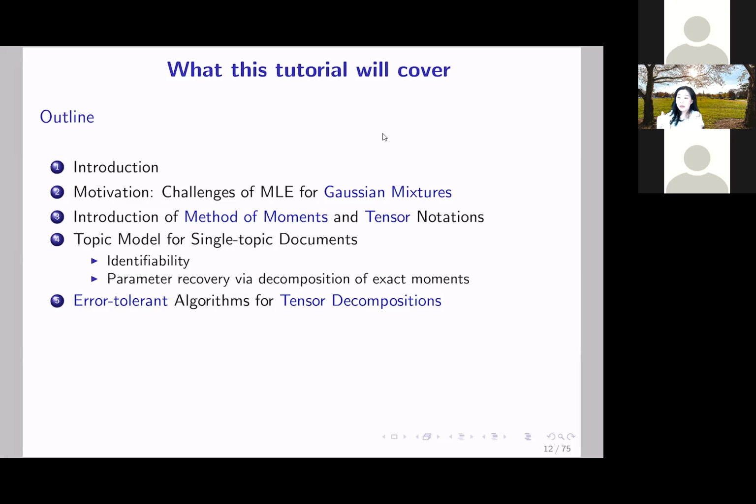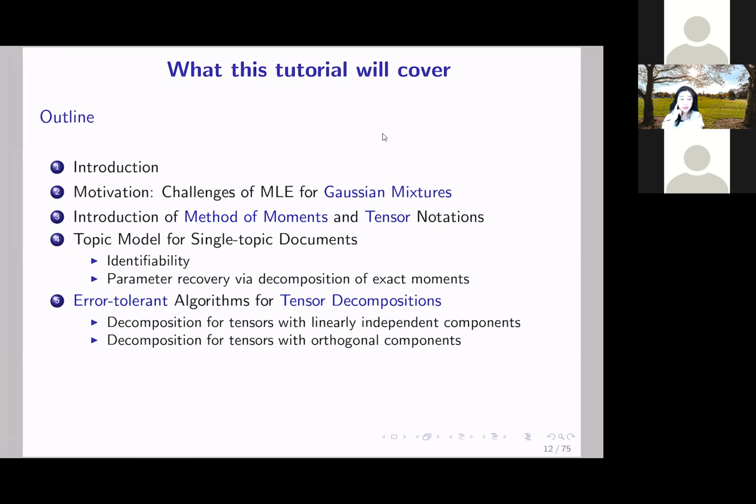Then our focus will be switched to tensor decomposition. So I'll introduce some error-tolerant algorithms for tensor decomposition. The error tolerance is very important because in practice, the data is noisy. So we want to make sure that even under some noise, we could still recover the model correctly. And within that, we will have decompositions for tensors with linearly independent components, and also decompositions for tensors with orthogonal components.